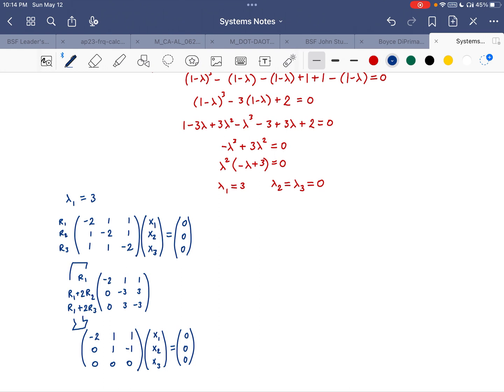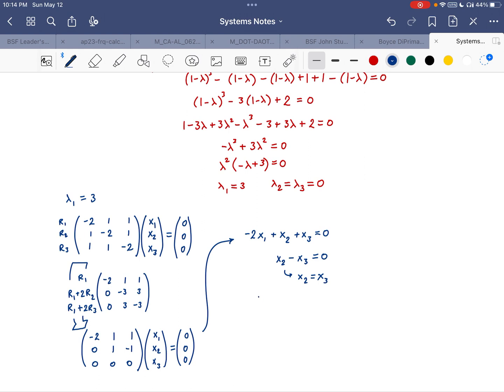There we go. All right, so now what does that actually say? Let's try to unpack that. What it says is negative 2 x1 plus x2 plus x3 equals 0. And it also says that x2 minus x3 equals 0, or said another way, x2 equals x3.